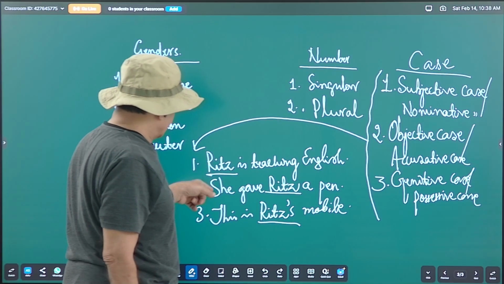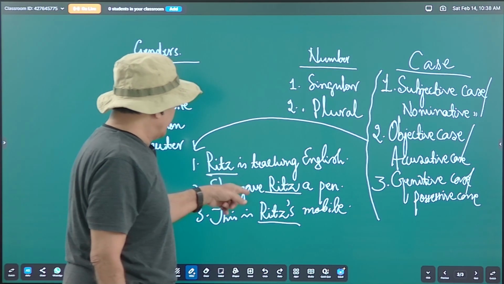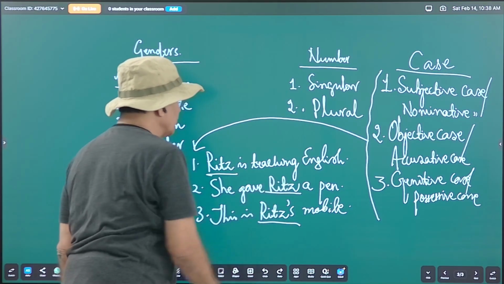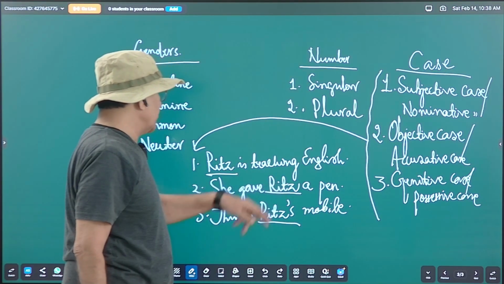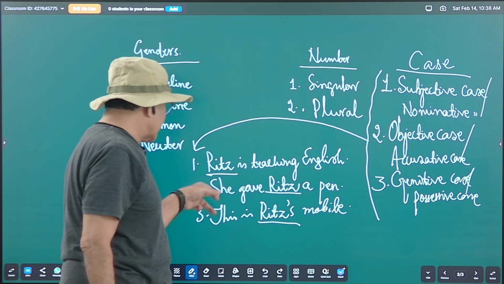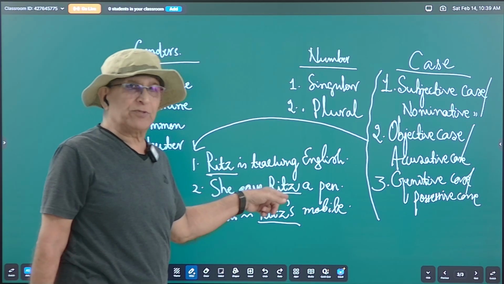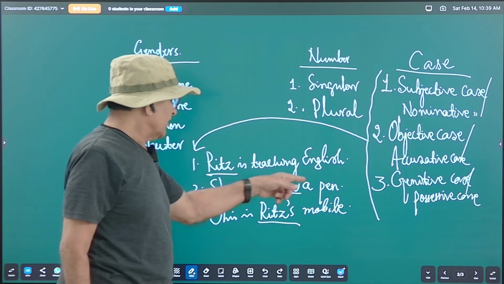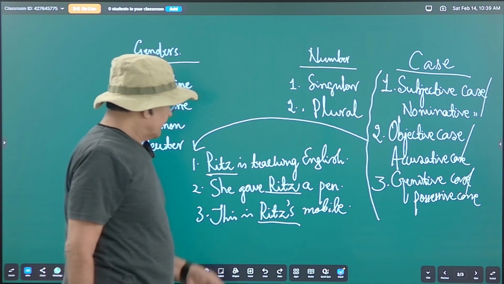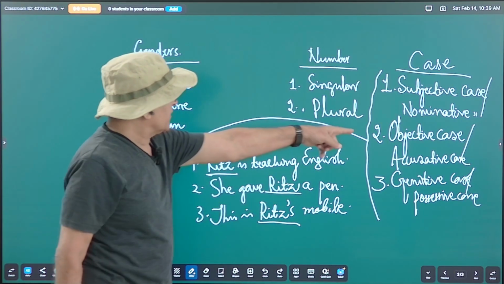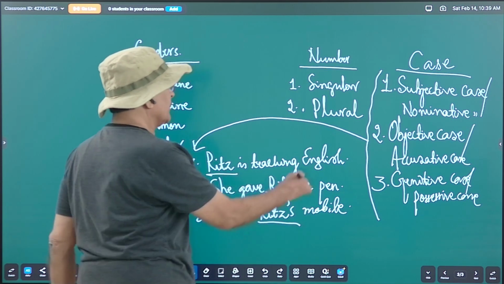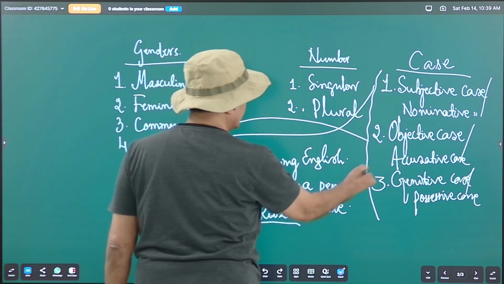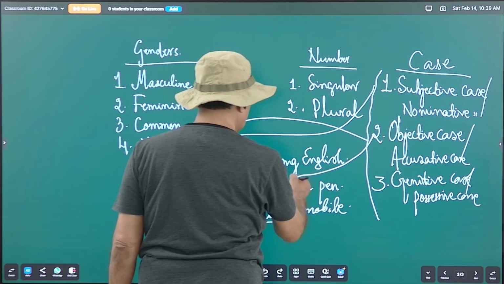In the second sentence, she gave Riz a pen. Here, same Riz is used, but how it is used here? Not as subject. Here, she is the subject, Riz is object. She gave Riz a pen. So it is objective case. You understand? This is subjective case, Riz, and this is objective case.